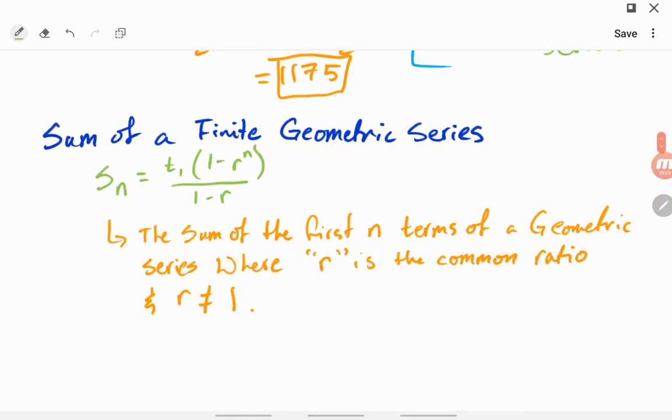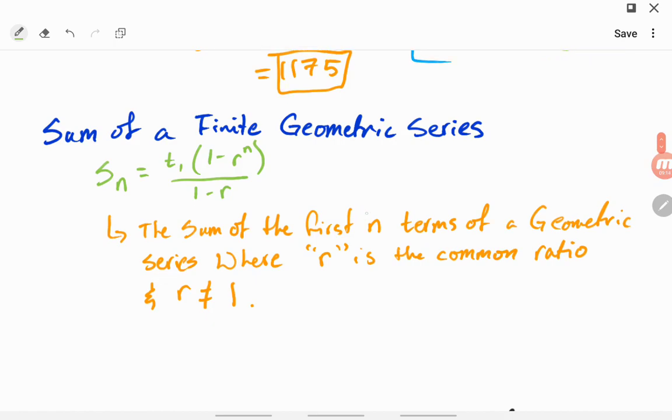Now, what if we want to find the sum of a finite geometric series? The equation that we're going to use for that is the sum of the first n terms, where r is just our common ratio, and r cannot be equal to 1, right? So whatever we want to find that sum of, it's going to be equal to that first term you've got times 1 minus r. Now r, remember, that is your common ratio. And n, that's the number of terms that we're talking about, okay? And we divide that by 1 minus that common ratio, okay?